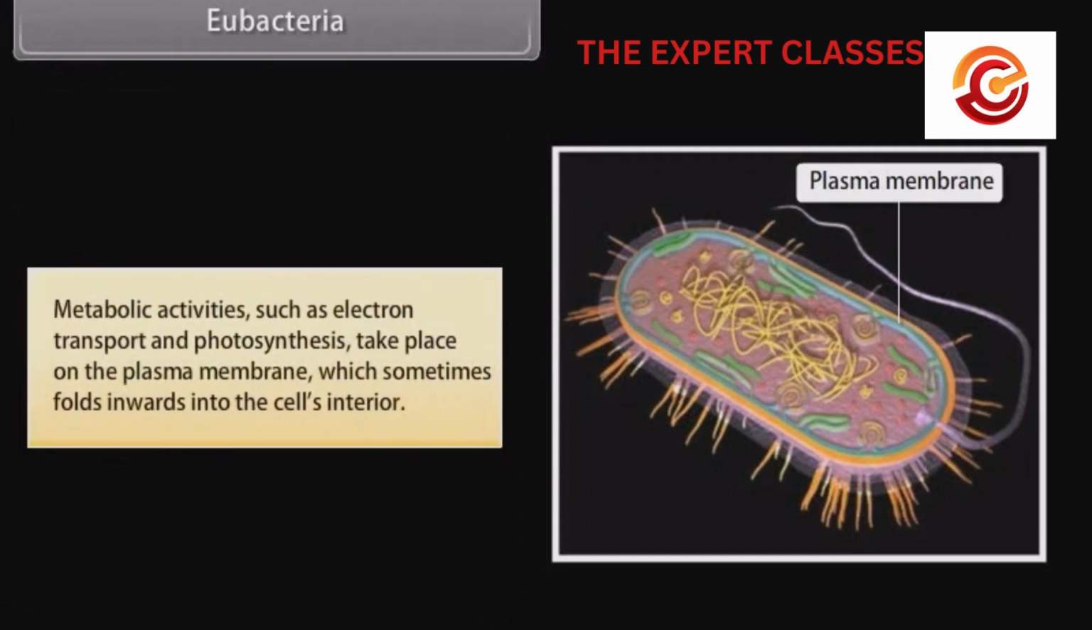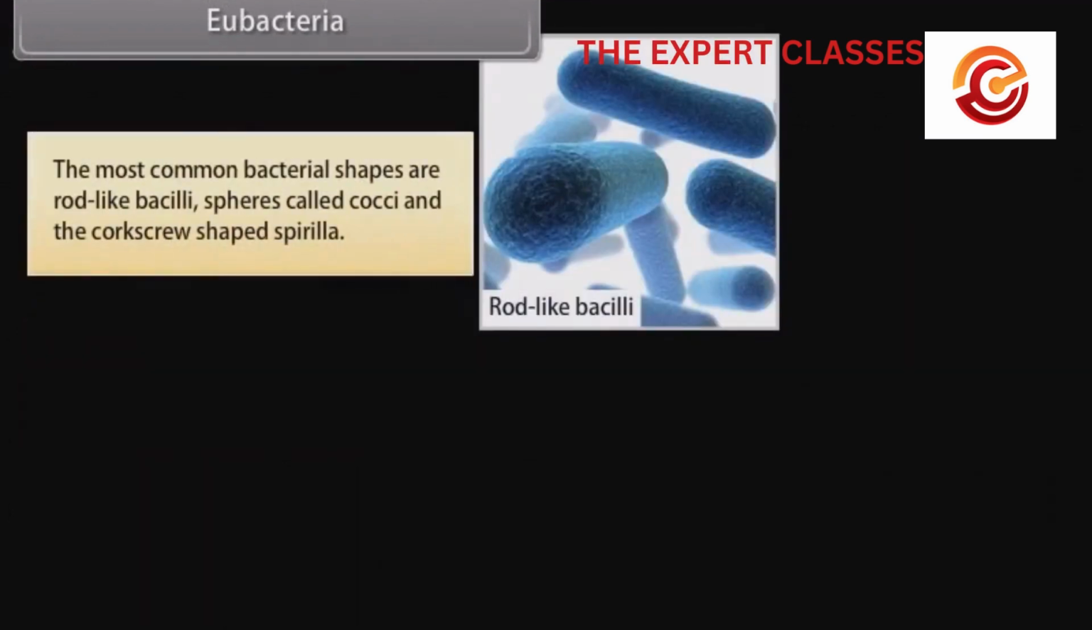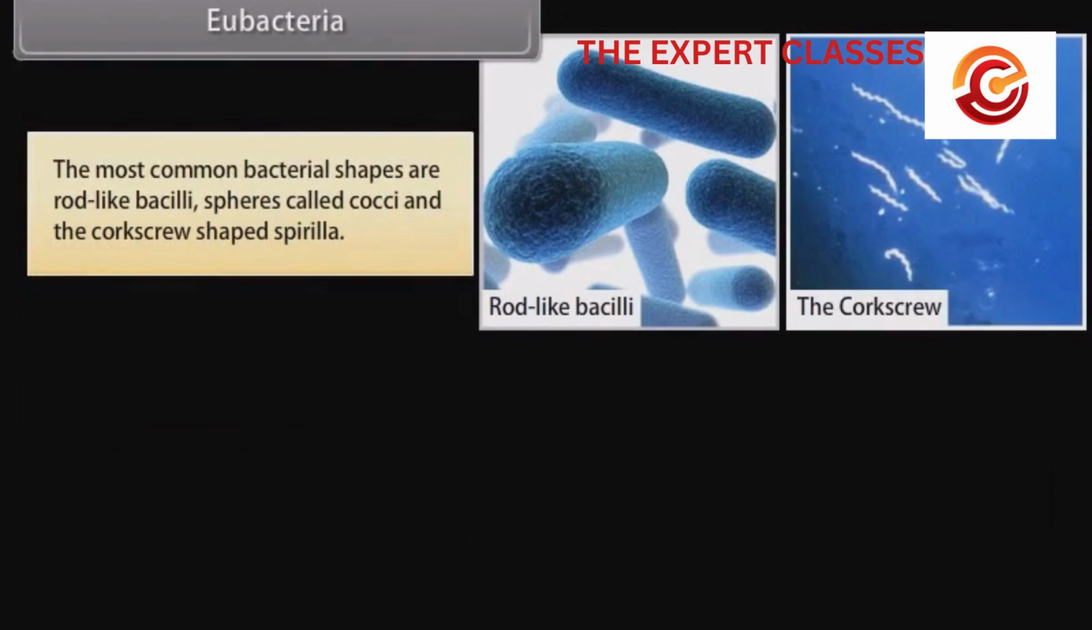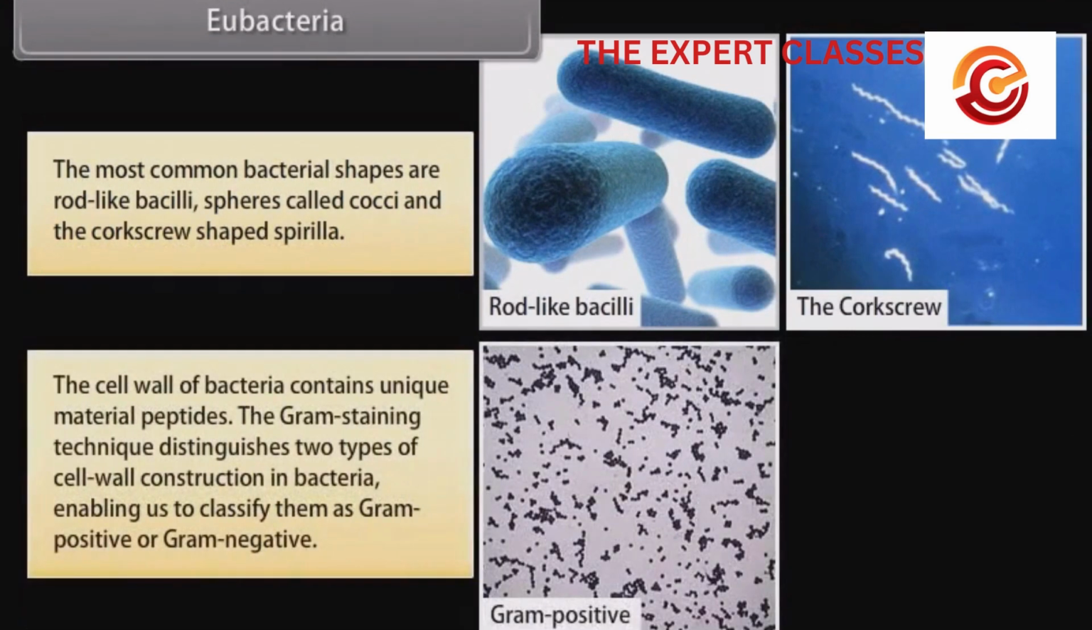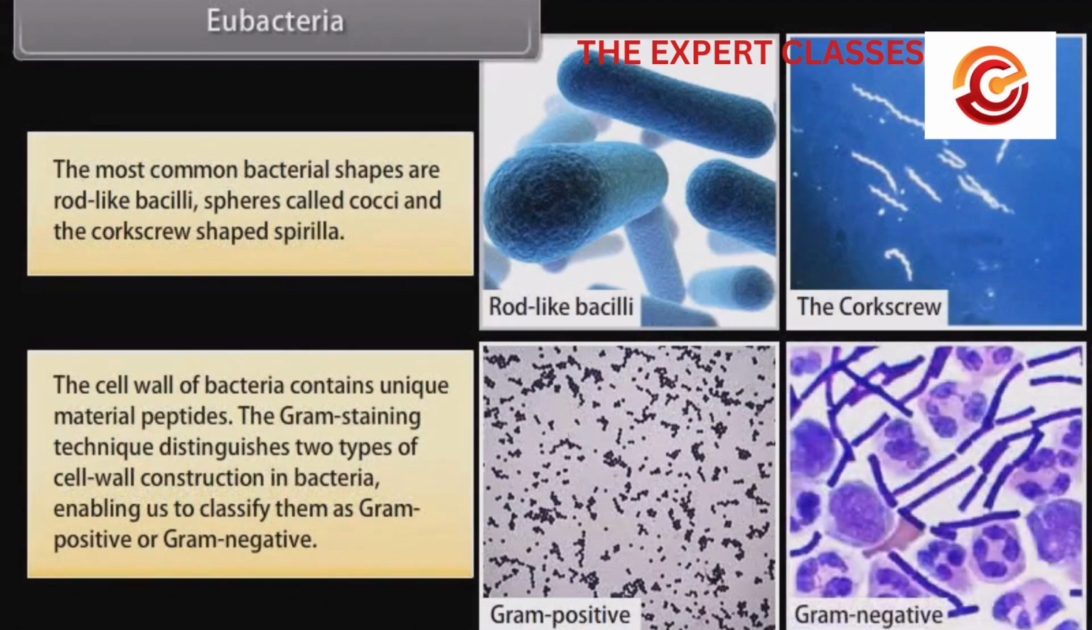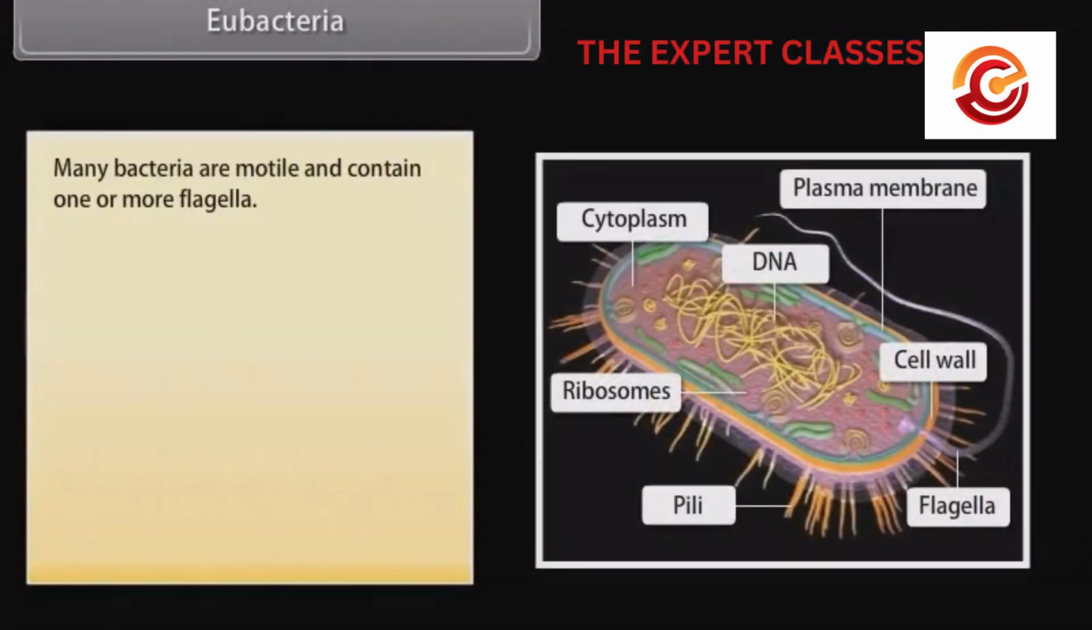Metabolic activities such as electron transport and photosynthesis take place on the plasma membrane, which sometimes folds inwards into the cell's interior. The most common bacterial shapes are rod-like bacilli, spheres called cocci, and the corkscrew-shaped spirilla. The cell wall of bacteria contains unique material, peptidoglycan. The Gram staining technique distinguishes two types of cell wall construction in bacteria, enabling us to classify them as gram-positive or gram-negative. Many bacteria are motile and contain one or more flagella.